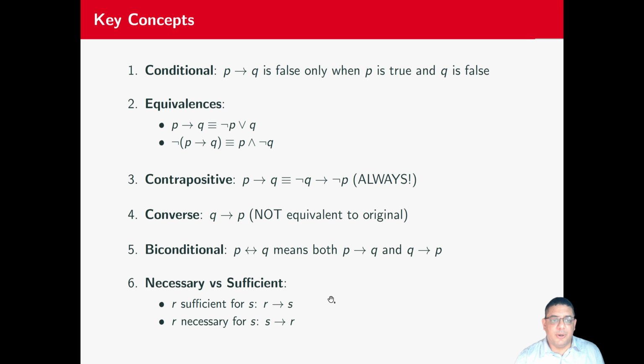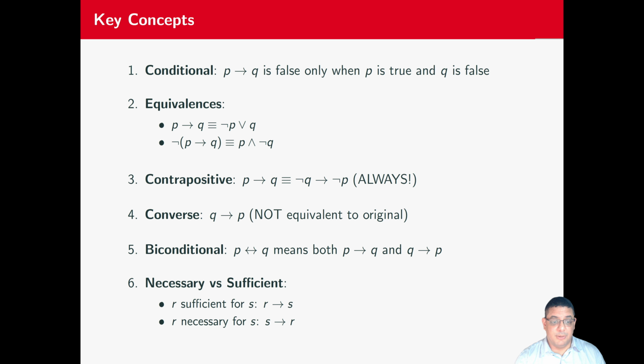Okay, so in summary, we have the conditional, P implies Q, and it's false only when P is true and Q is false. We have the equivalence, P implies Q equals not P or Q, and the negation of P implies Q is P and not Q. The contrapositive: P implies Q is equivalent to the negation of Q implies the negation of P. The converse is just Q implies P, and it's not equivalent to the original.